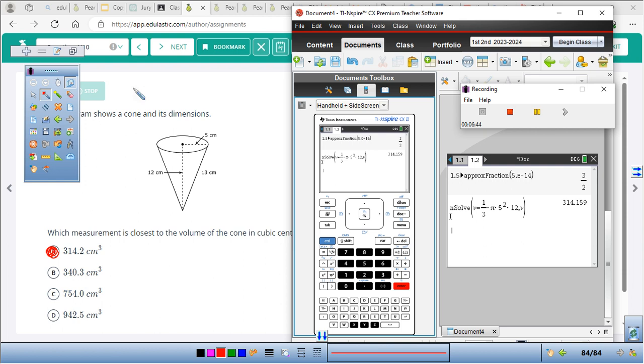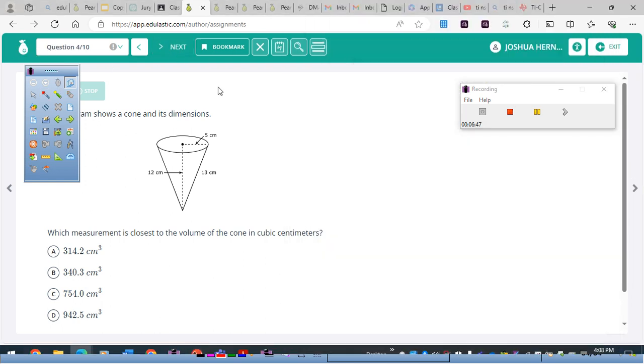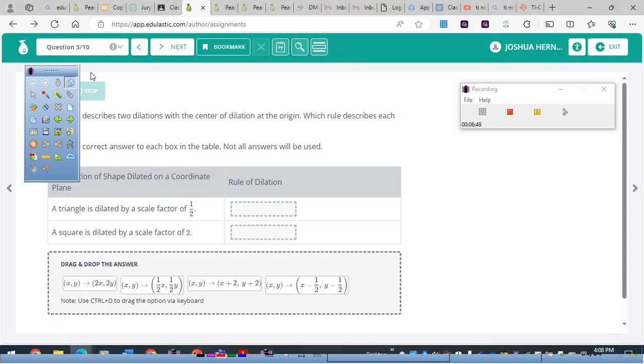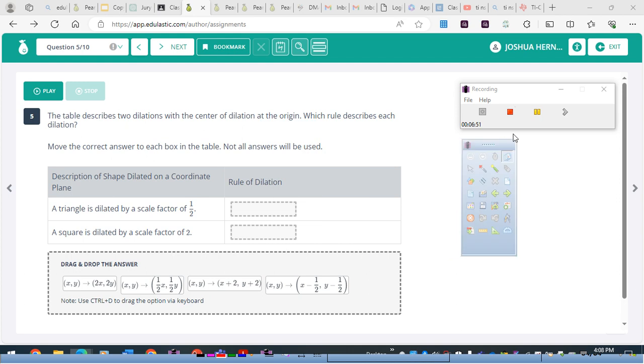Okay, so that works out good. Let's go to the other one. Next question. So this one here, the table describes two dilations. Dilations really means to multiply. So dilation means to multiply. Which row describes this dilation? So this triangle is dilated, multiplied by a scale factor of 1/2. Which one of these shows a multiplication of 1/2? Which one shows multiplication with 1/2?